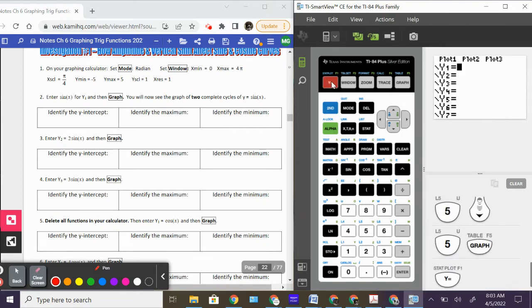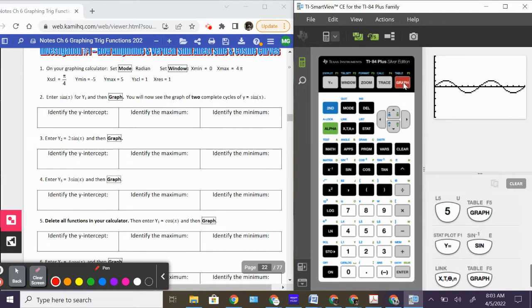We are going to graph our parent function, y equals sine of x. Let's take a look at that. As you know, sine starts at 0. At pi over 2, it goes to a height of 1. At pi, it goes back to 0. At 3 pi over 2, it goes to a height of -1, which is its minimum value, and then back to 0. So it has a y-intercept of 0, a maximum of 1, and a minimum of -1.